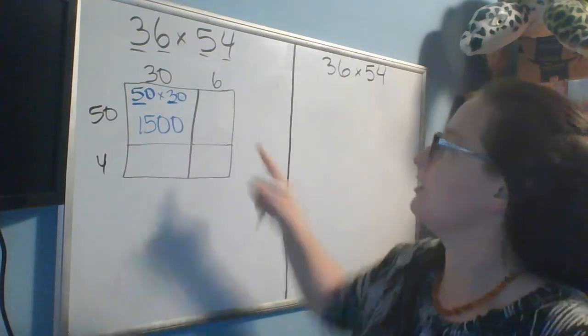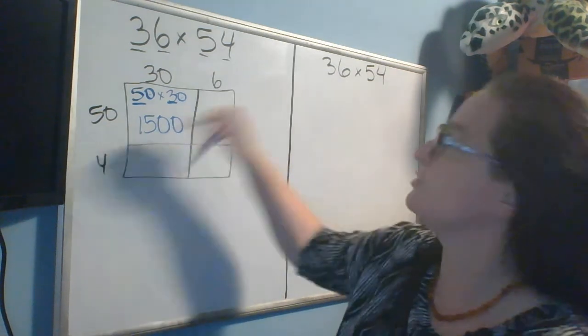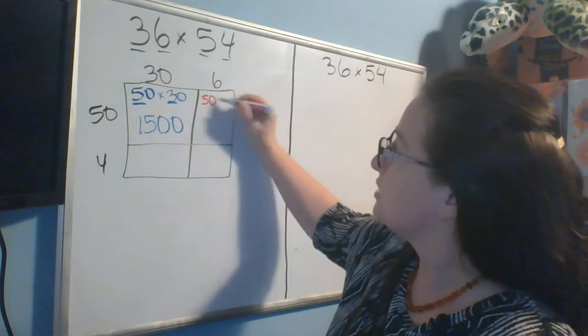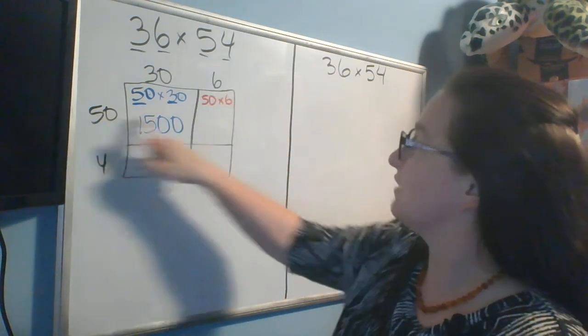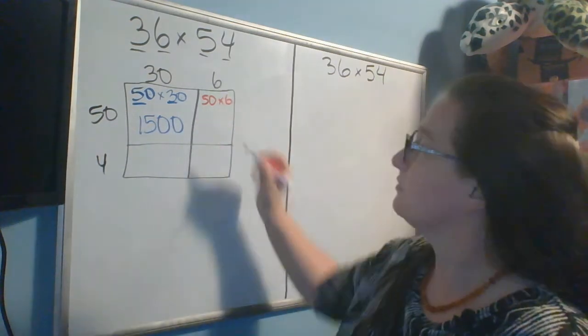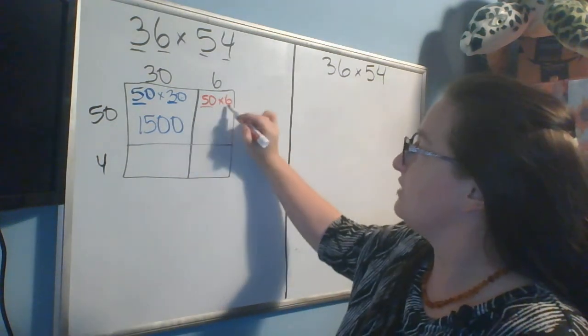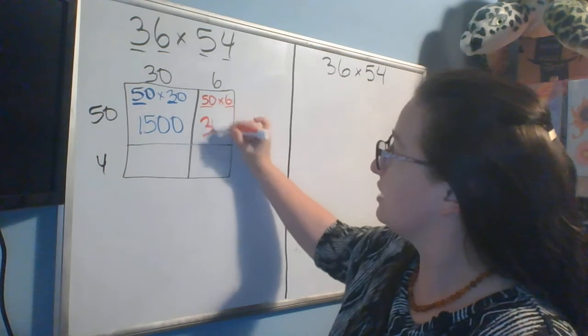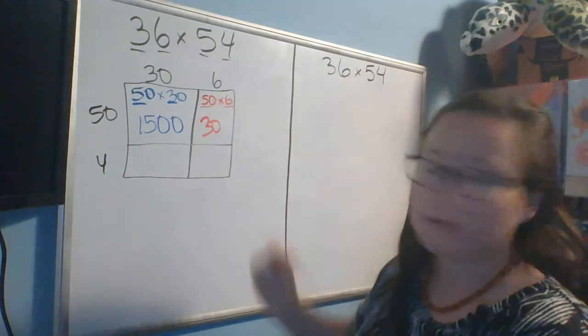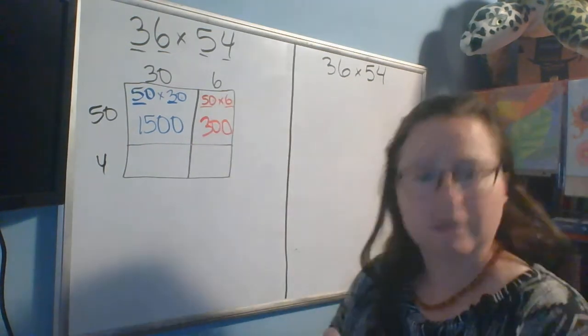Let's do the next one. Now I'm over here, and I'm going to do 50 times 6, because I've got 50 and 6. I can use that same strategy. 5 times 6 is 30, and I only have one zero, so I'm only going to multiply by 10 once. 300.